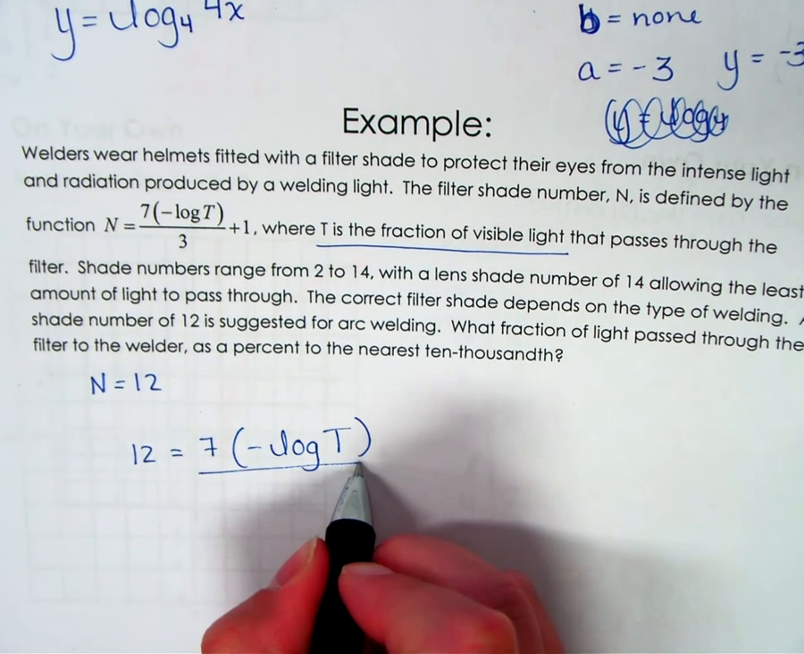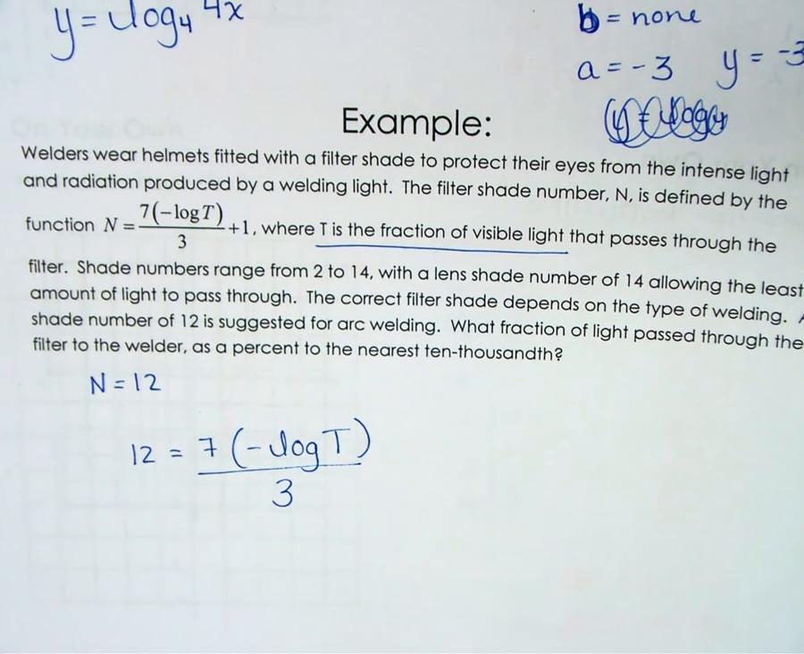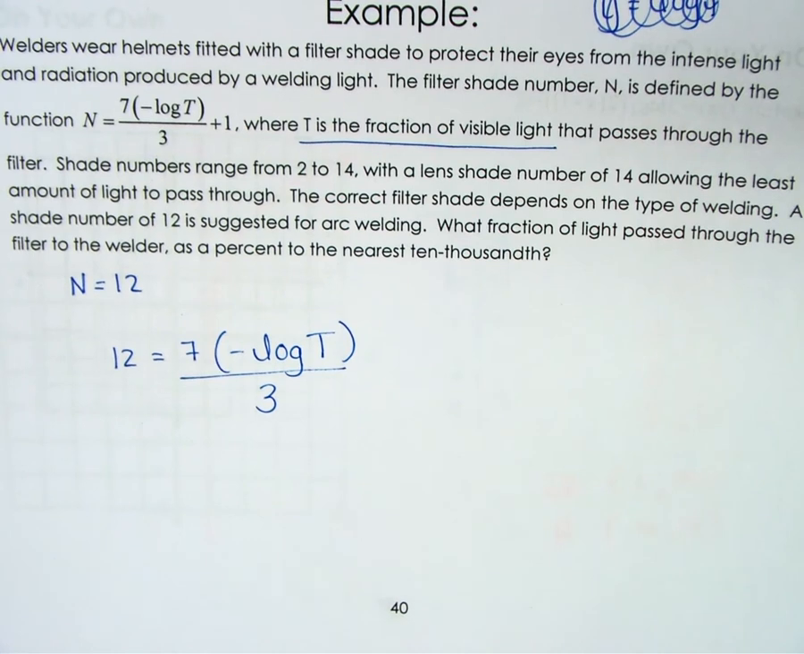What's the base on the logarithm? 10. Extra super special bonus points if you remember what that's called. Logs with base 10. Common logs. Look at you guys. Extra special bonus points.